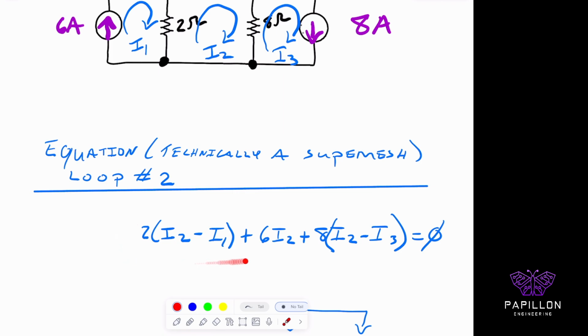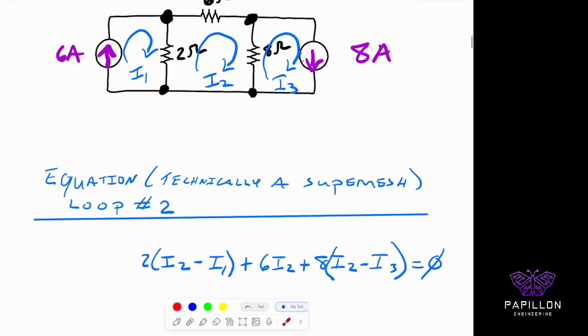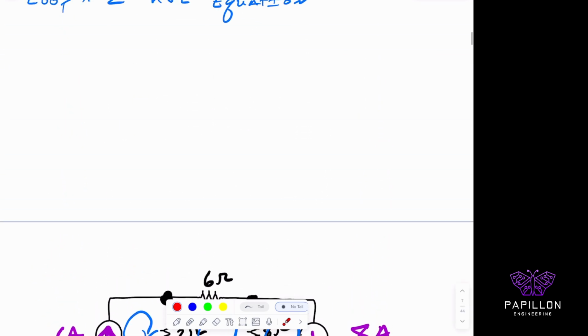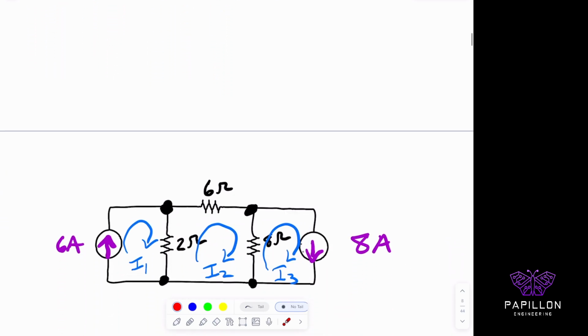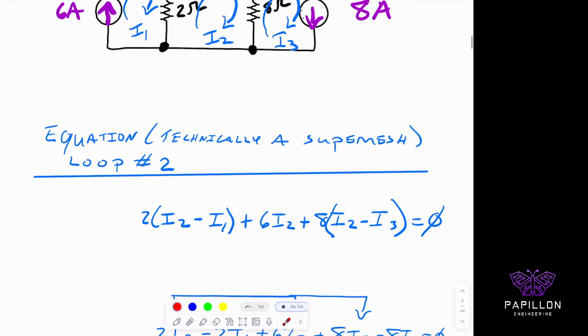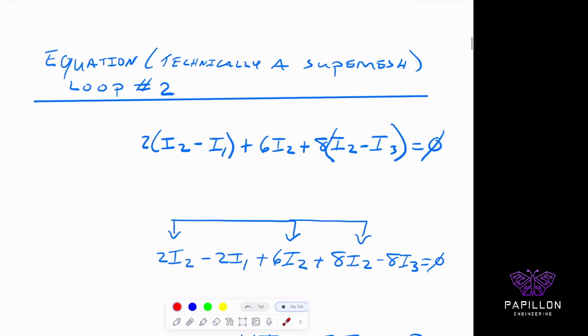And that's it. As wild as that might seem, that's like 90% of the problem, right? Why? Because we already know that I1 is 6 amps and I3 is 8 amps. So I put those values in there, and hopefully I will have only one unknown, which is the value of I2, and I can solve for that.